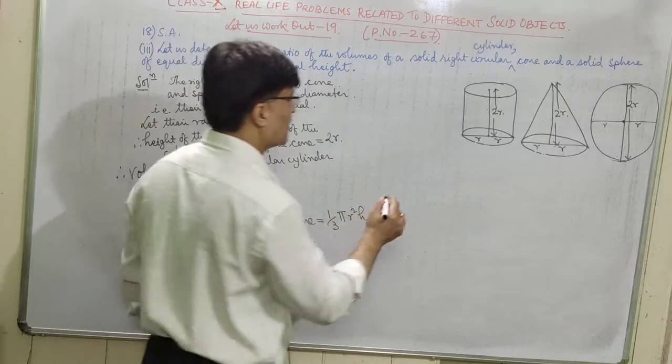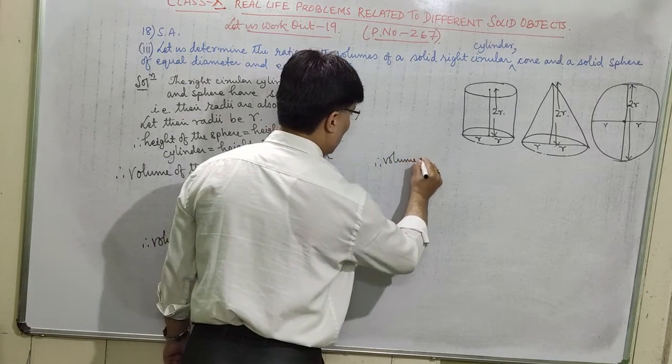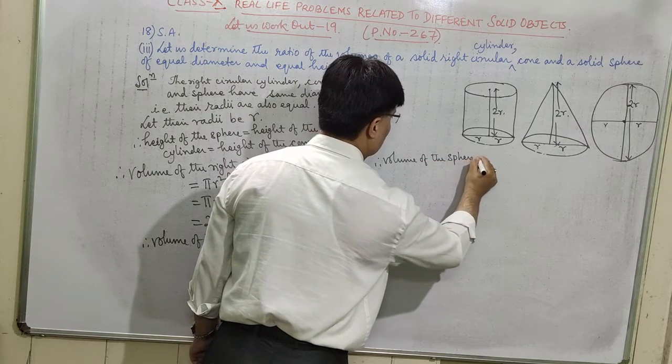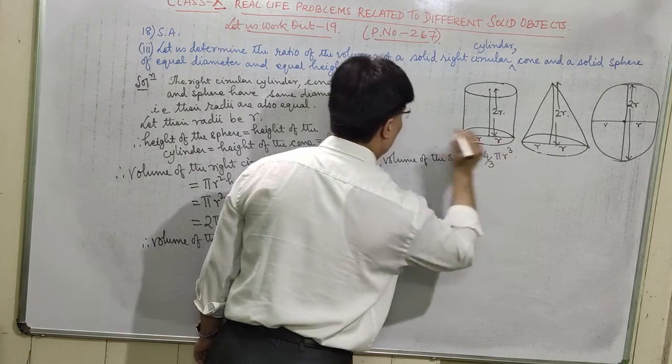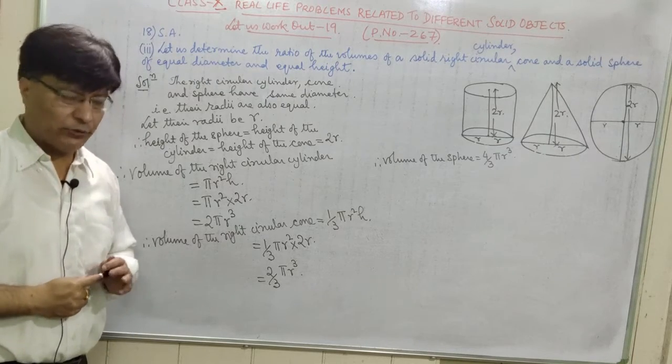So let us find out the volume of the sphere now. Volume of the sphere, what is the formula? It is 4/3 pi r cube. So the volume of the sphere is 4/3 pi r cube.